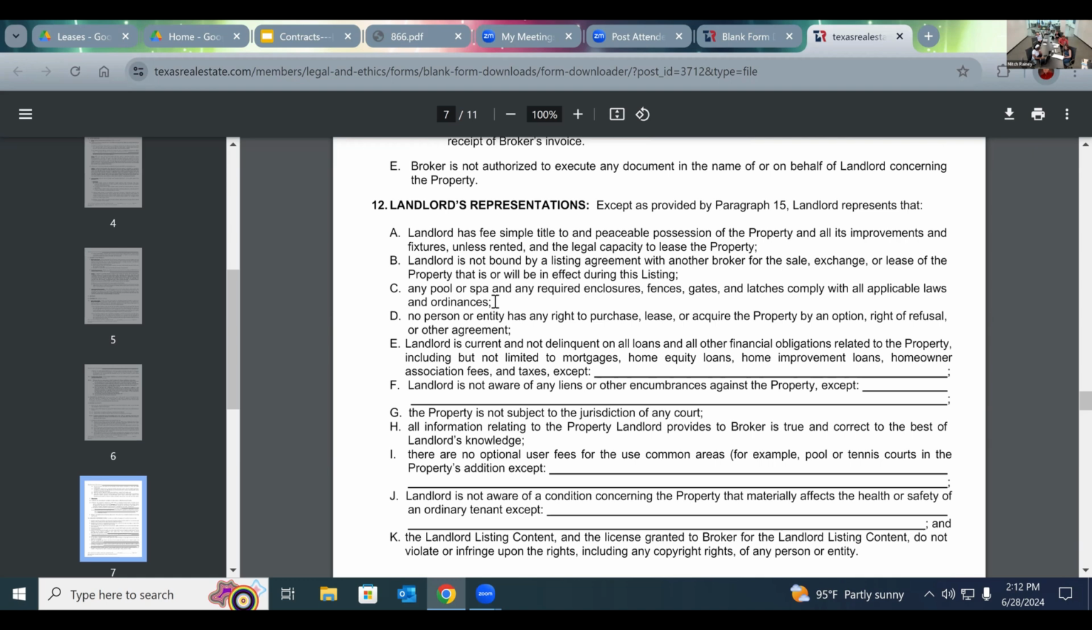The landlord is current and not delinquent on all loans or financial obligations, except like the HOA fees or mortgage. Landlord is not aware of any liens or other encumbrances on the property, except it's not jurisdiction of any court, like the divorce proceedings. There are no optional fees for use of common area. If there's a fee for the pool, even if they have to pay a deposit to get the key to the pool, landlord needs to put that here.